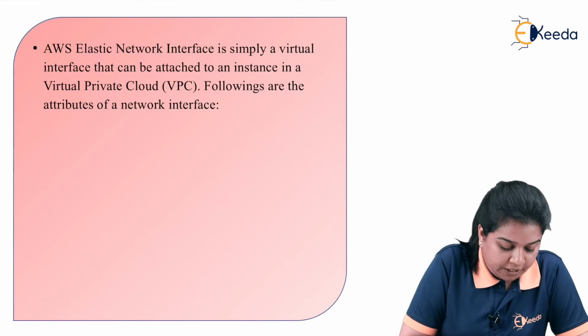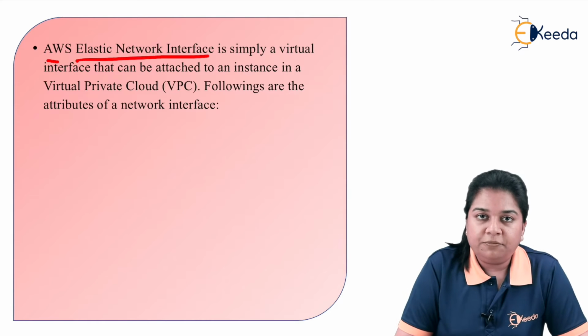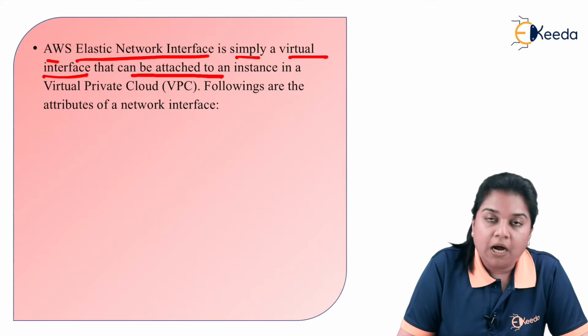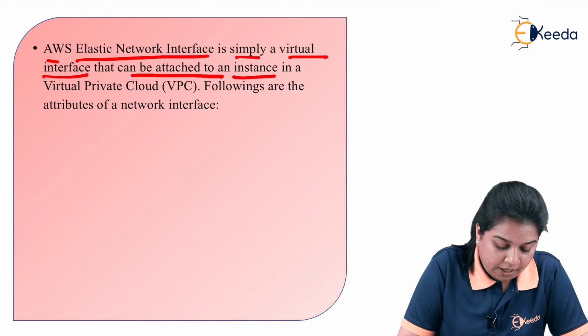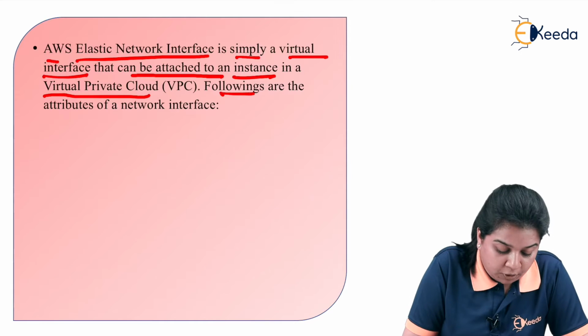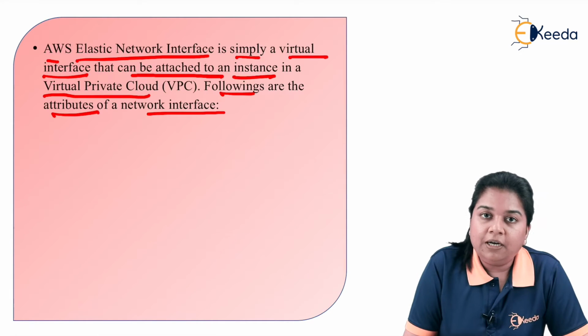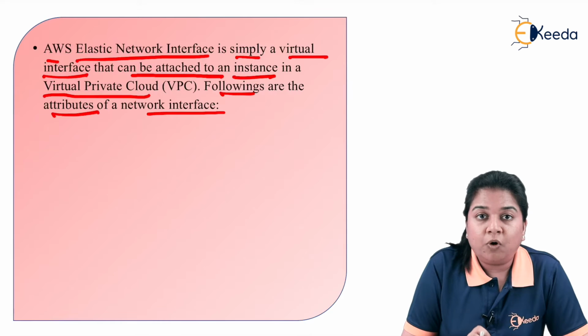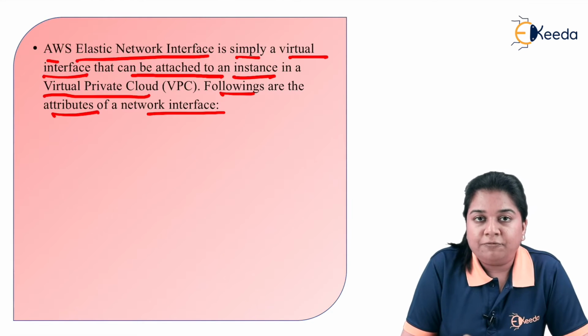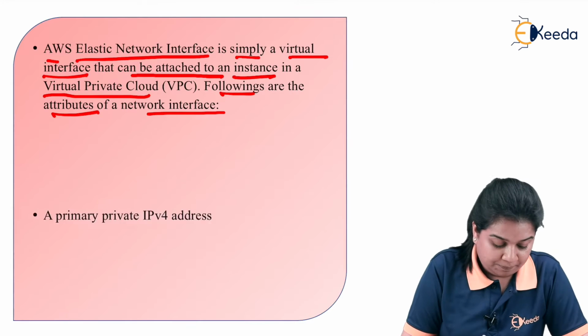As we all know, AWS Elastic Network Interface is simply a virtual interface that can be attached to an instance in a virtual private cloud. Following are the attributes of a network interface. That means what things comprise and form a network interface.